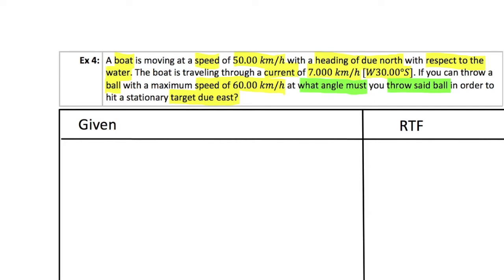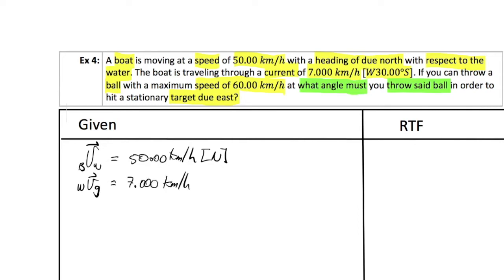All right, so let's start off with the nomenclature. We know we have a boat and it is moving at a speed of 50 kilometers per hour with a heading of due north. That is the boat's velocity, with respect to the water, and that is 50 kilometers per hour north. Now, the boat is traveling through a current of 7 kilometers per hour. I'm using W for the water. So that current is the flow of the water, the water's velocity with respect to the ground, and that is 7 kilometers per hour west, 30 degrees south.